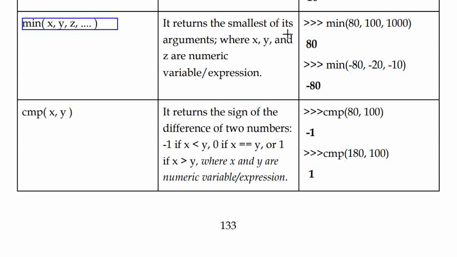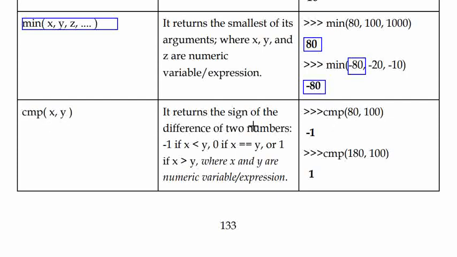It returns the smallest of its arguments, where x, y and z are numeric variable expressions. min(80, 100, 1000) returns the minimum value, that is 80. min(-80, -20, -10): the minimum value is -80, so it returns -80.